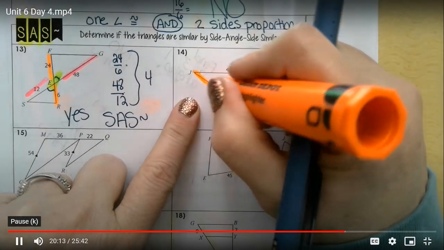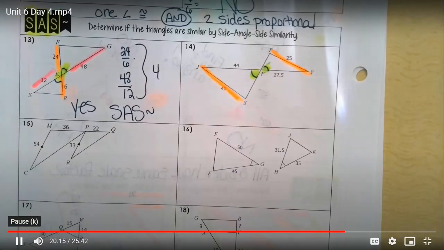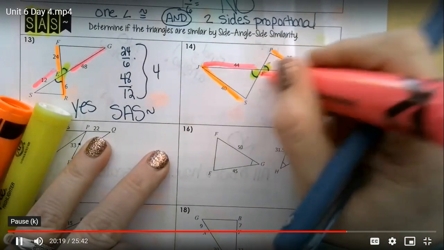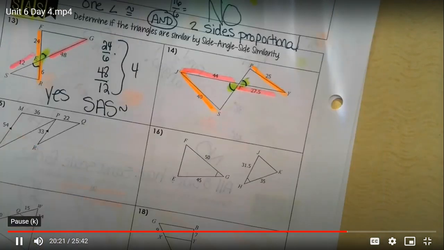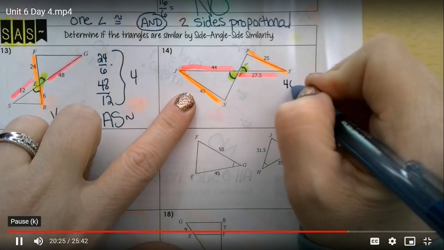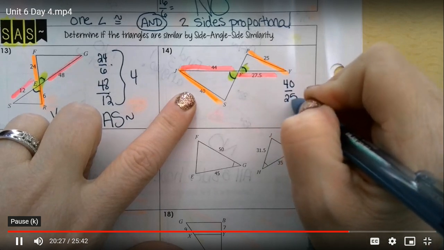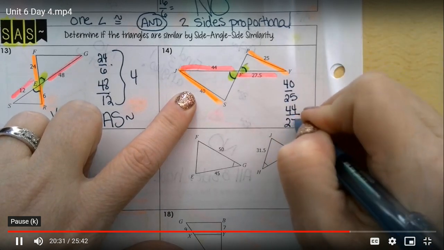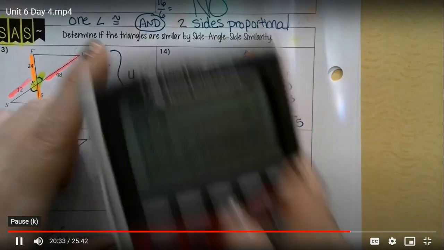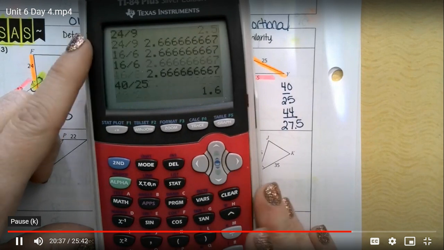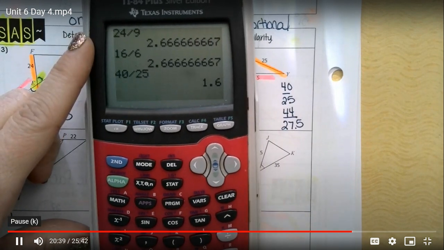This time I've got this side over here, which has to go with that one. And then the other two have to go together. There's no other sides, but you can still do big with big, little with little. So if I put 40 over 25, and I put 44 over 27.5, I'll show you what those equal. 40 divided by 25, and then 44 divided by 27.5.